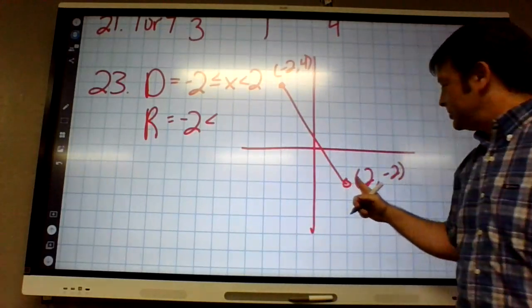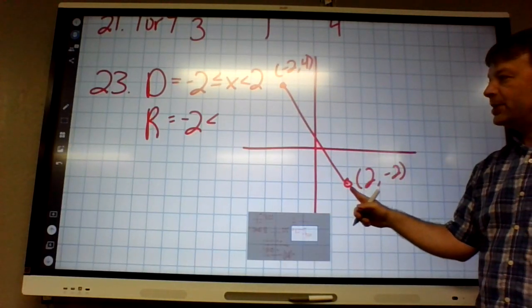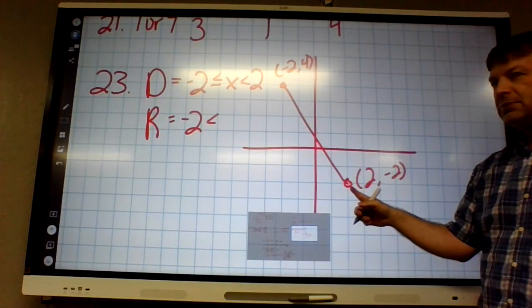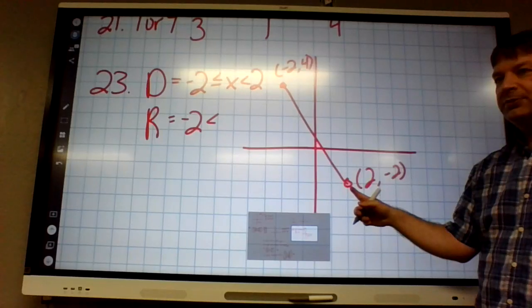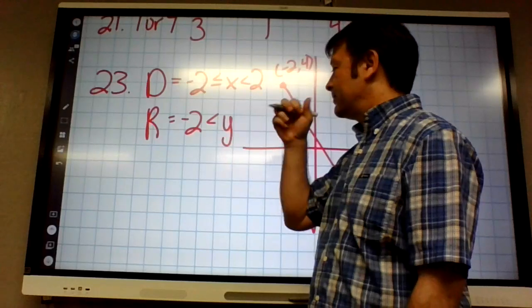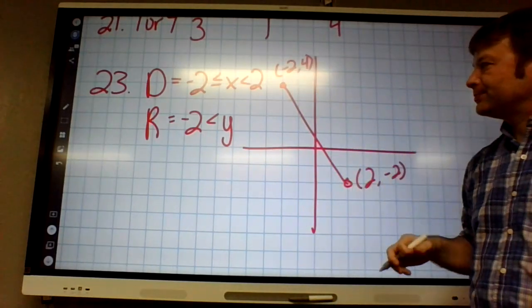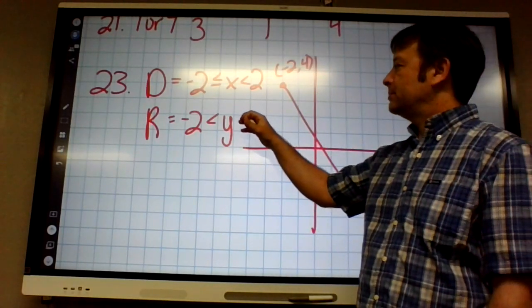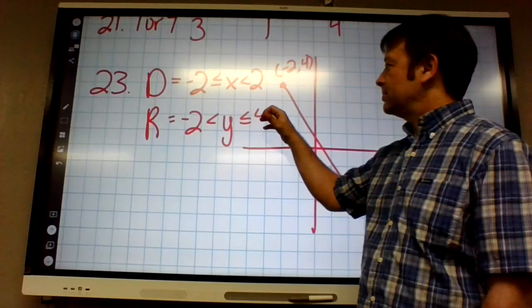Well, -2 is on this point, so it will not be included, because it's an open circle. So just less than? Yeah. Okay. Less than. And this time, let's put a y right there instead of an x. Is it less than 4, or less than or equal to? Yes, less than or equal to.